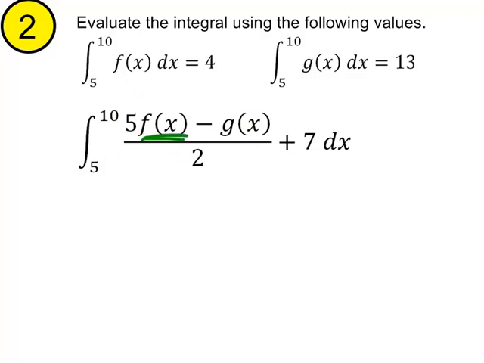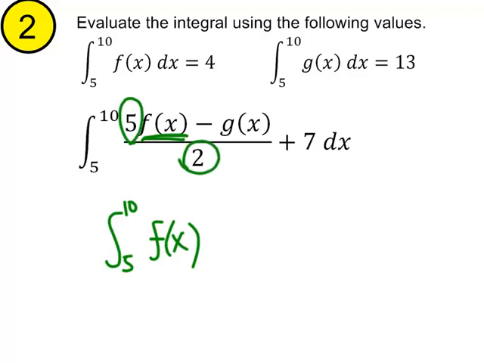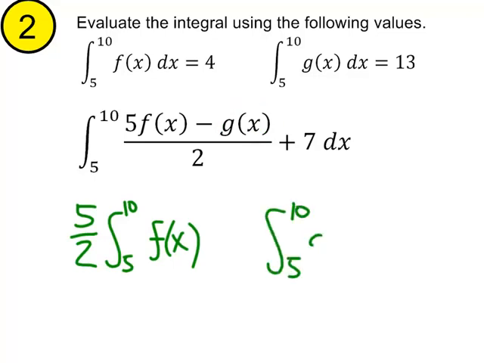Now let's see what's affecting this f of x here. If I have an integral from 5 to 10 of f of x, I see up here that the 5 and the 2 are both applied to that f of x. And so I'll bring both of those constants to the outside as a 5/2. I now turn my attention to this g of x here, and I do an integral from 5 to 10 of g of x. This minus sign and that 2 are affecting it, so I'll do minus 1/2, the integral of g of x from 5 to 10.